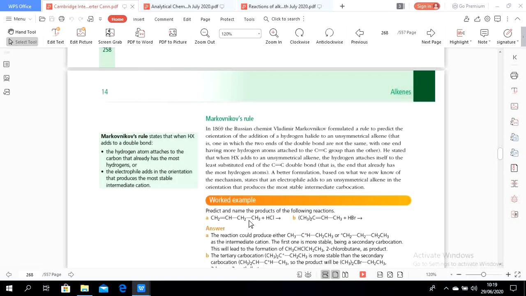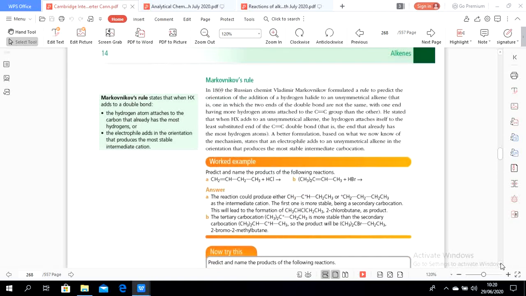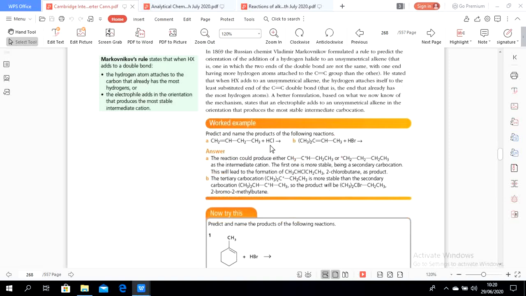Hydrogen atom attaches to the carbon that already has the most hydrogens, like in this structure. Look at this following structure, there is a plus HCl. Now this one will form... but-1-ene reacting with hydrogen chloride will form 2-chlorobutane.